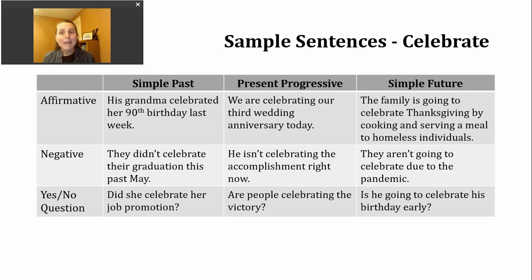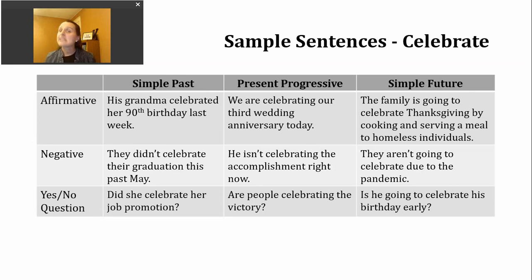You might hear the contractions aren't or isn't, and it's okay to use those if you're comfortable with that, but there isn't a contraction with am not. Those always need to be two separate words. Let's take a look at a negative present progressive sentence. He isn't celebrating the accomplishment right now.